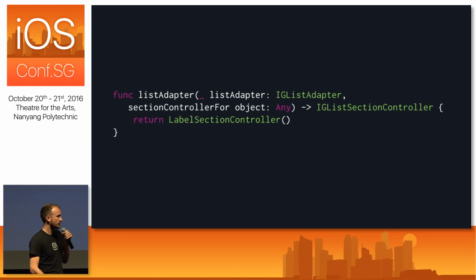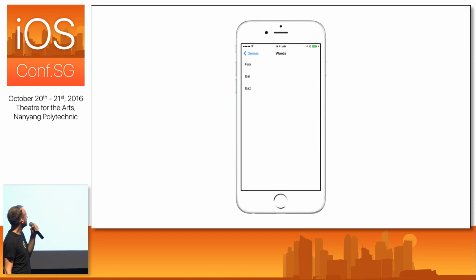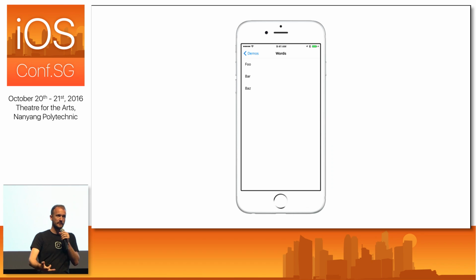And then our section controller method just returns a label section controller, assuming that all the data that we're using is a string. And what does it look like? That's kind of boring. We got our 3 cells. Each of those sections has a single cell in it, and we're taking that string and setting the text label on the cell.